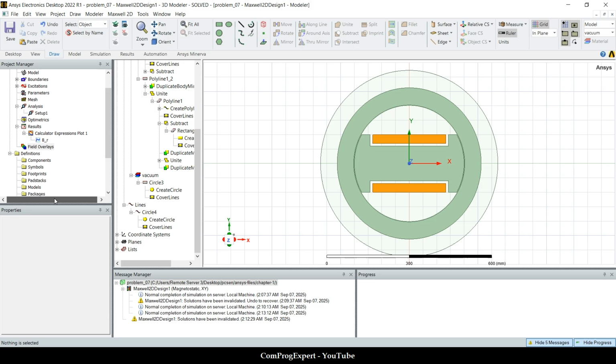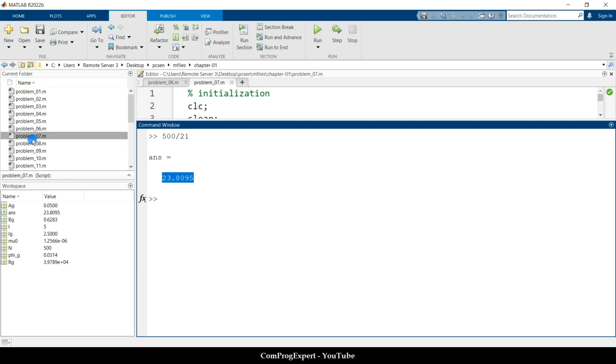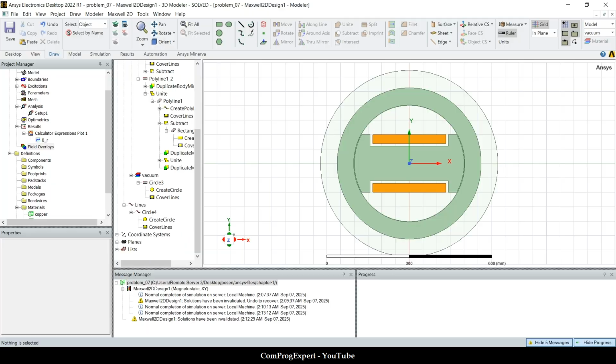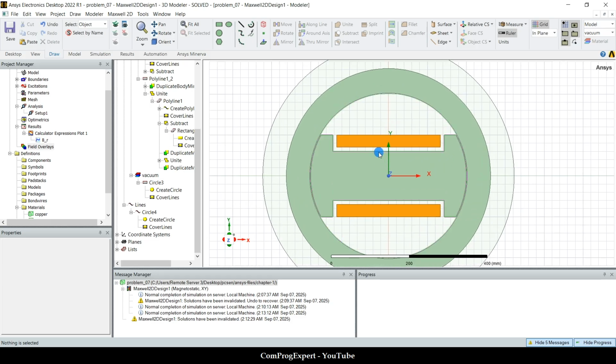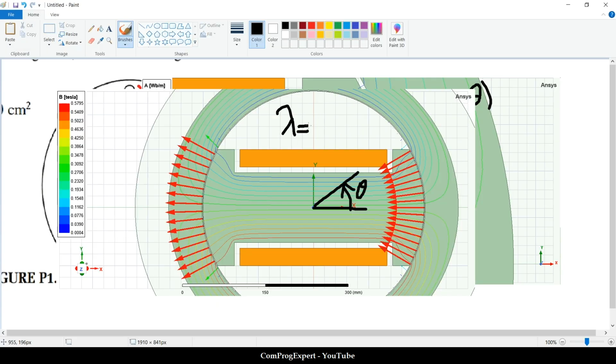I want to calculate the value of the flux in the air gap, okay, and compare with the number that we have here. So this is the flux, 0.0314. How can we calculate the flux? If we calculate the flux linkage to this coil, we know that the flux linkage is equal to N phi. And this is the phi. So we can calculate phi.